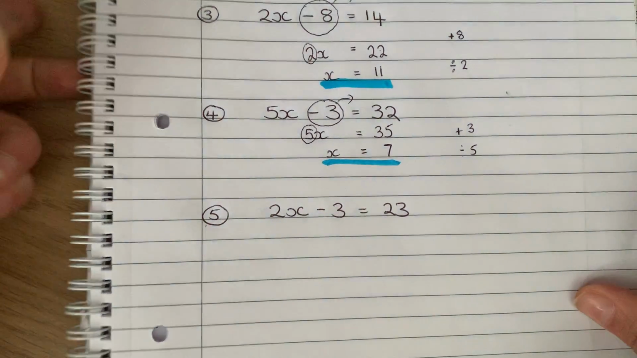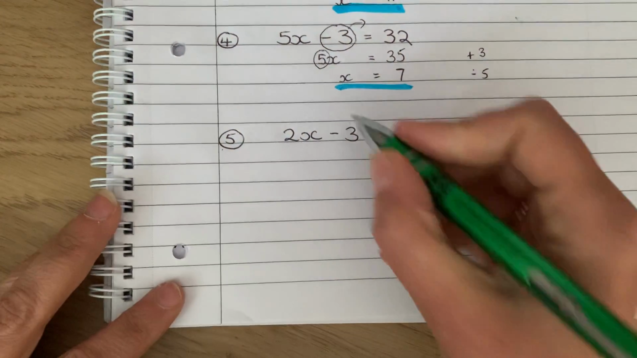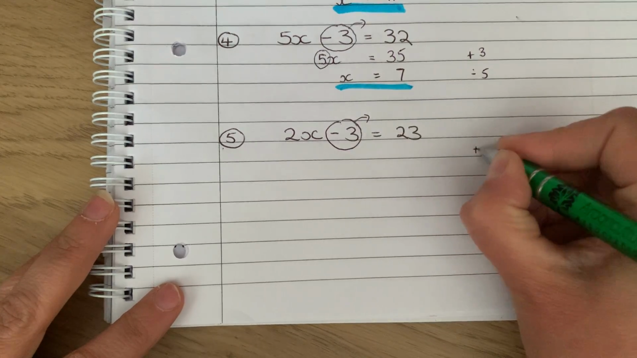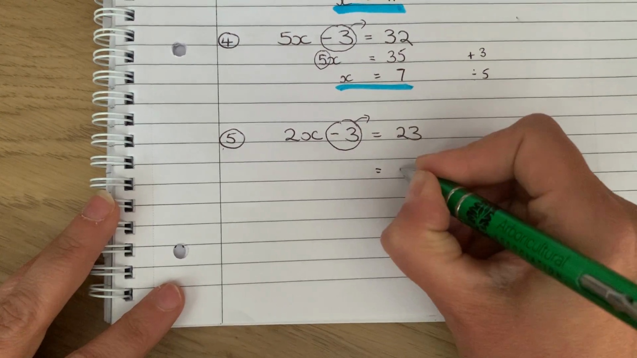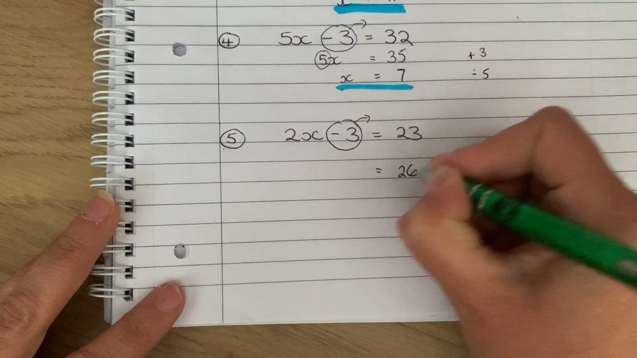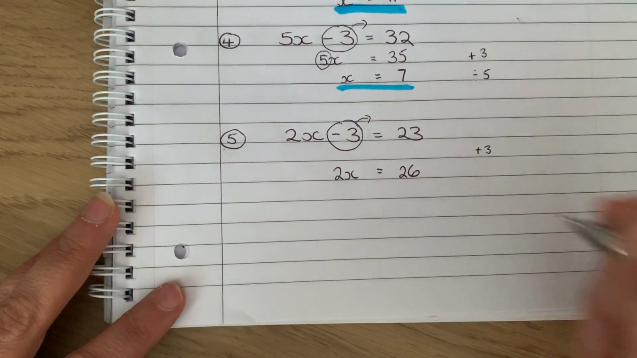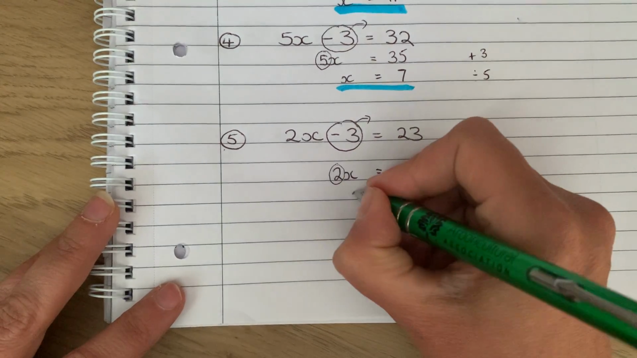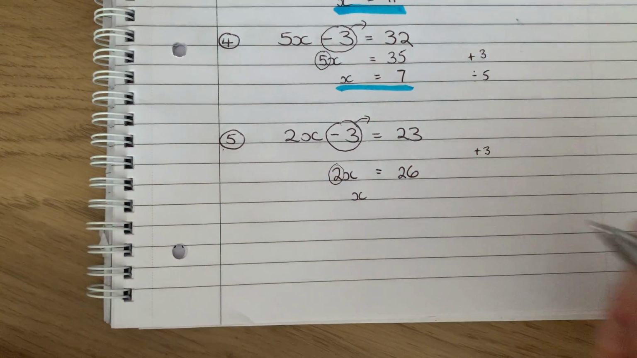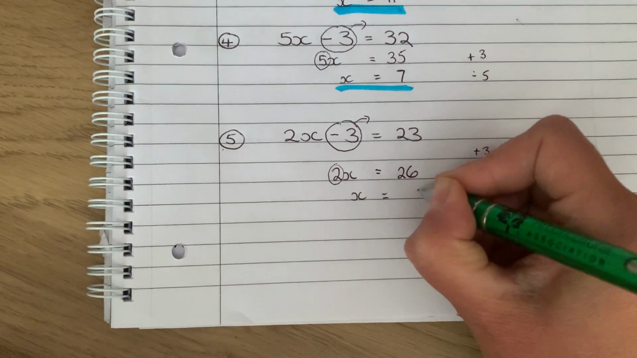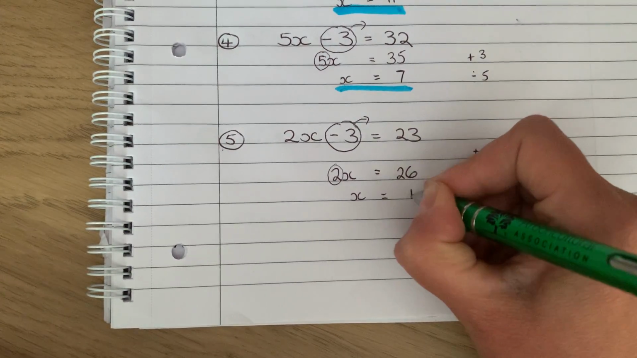And the last one, opposite of -3 is to add 3. So that's going to be 26. 2x is 26. How do I get rid of times by 2? Divided by 2. So 26 divided by 2. Put that on my clues. 26 divided by 2 is 13.